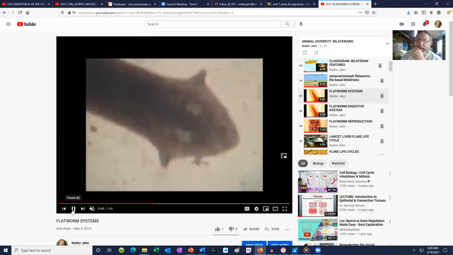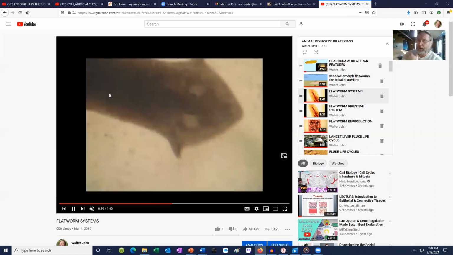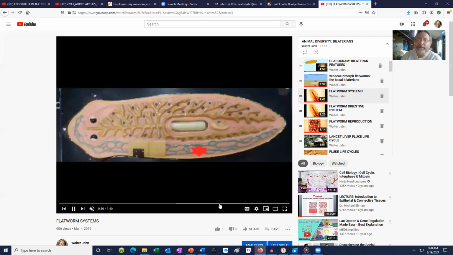If you ask, how could an animal live without blood or the ability to circulate materials throughout its body? The answer is that this flatworm is flat, hence the name. And if you are flat, a very large percentage of your cells are in contact with the environment, and thus you can have materials diffusing in like oxygen, you can have waste leaving, etc.